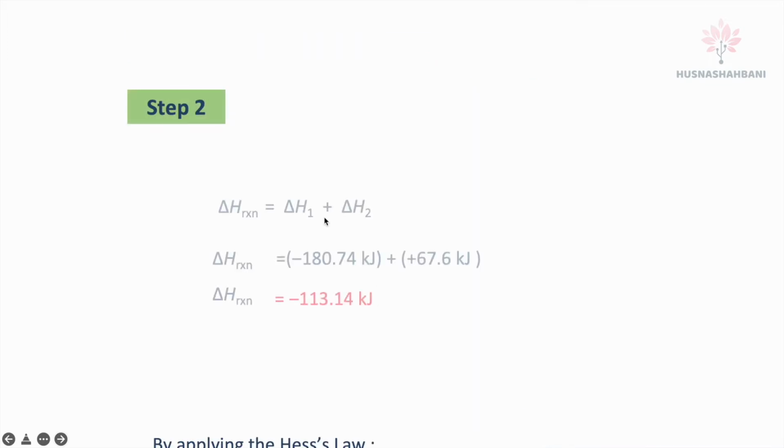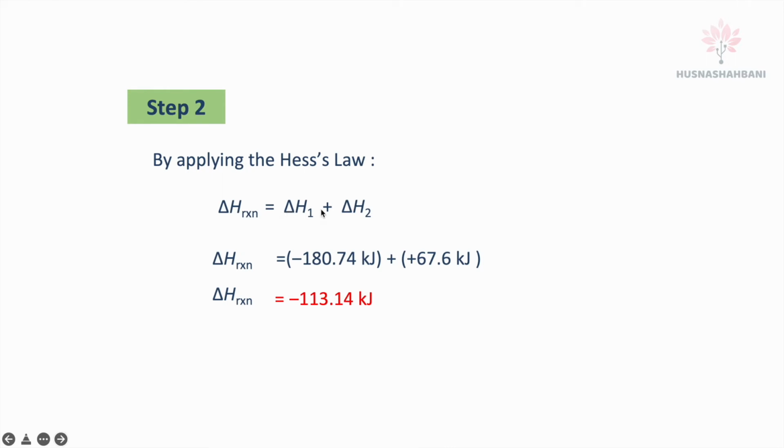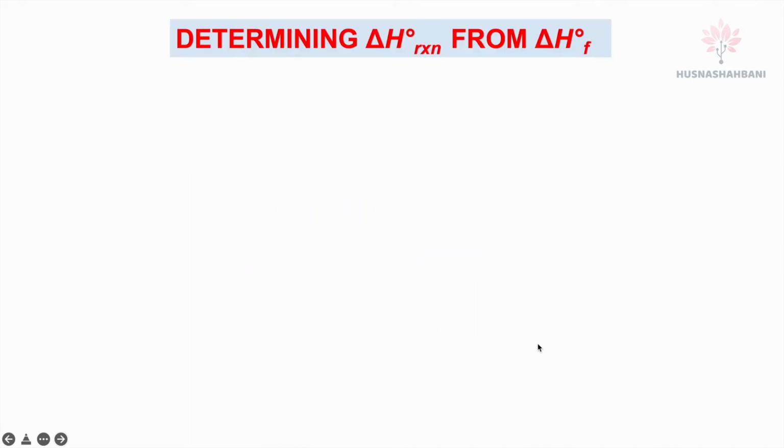That is Hess's law. So you just sum up the H1 and H2, substitute the value, don't forget the negative sign, because this delta H1 is exothermic. If you put the negative sign, you will get the delta H reaction equals negative 113.14 kilojoule. So this means this reaction is an exothermic reaction.